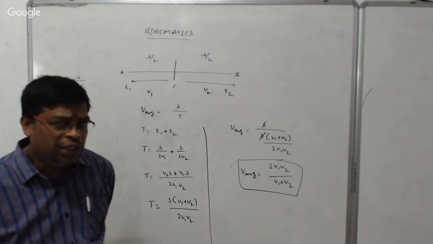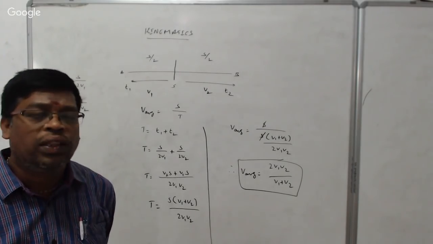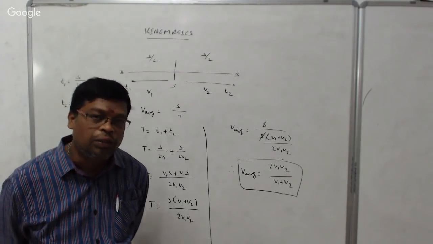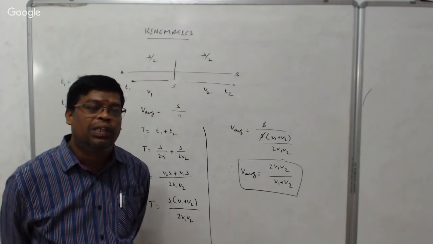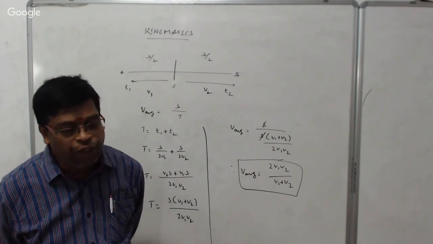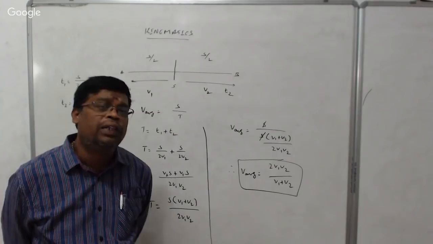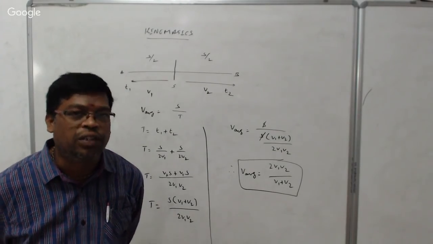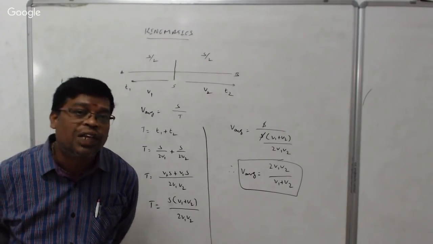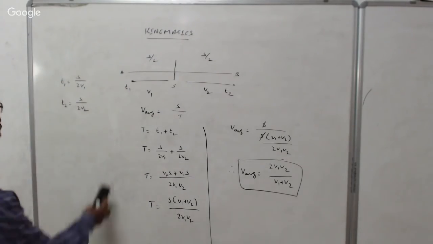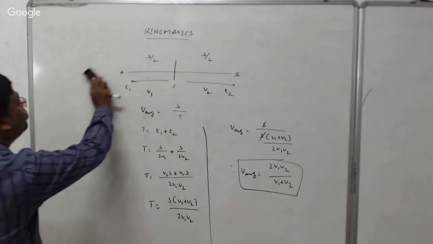A car covers 1/3 of its distance with the speed V1. The second 1/3 of the distance with the speed V2. And the last 1/3 of the distance with the speed V3. Find its average speed. Okay?